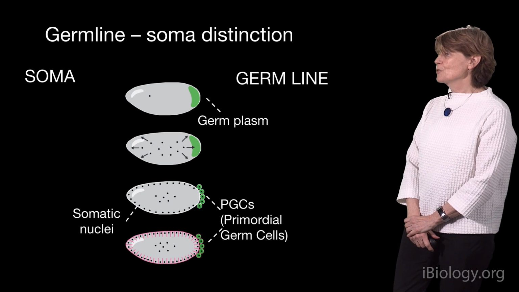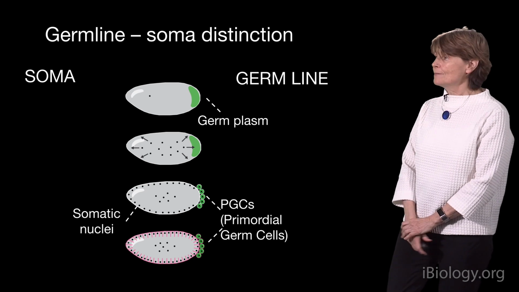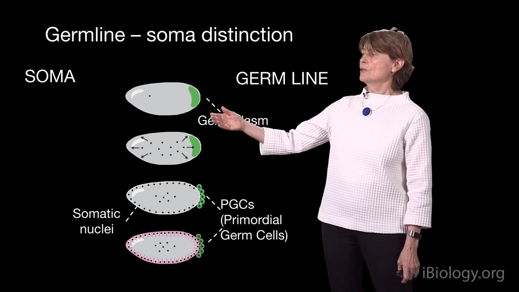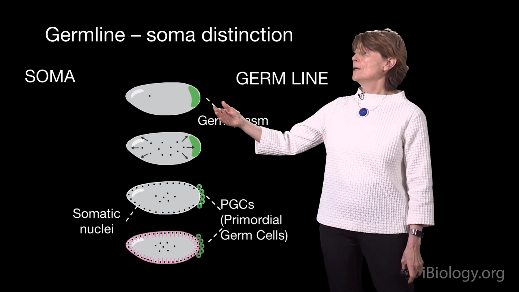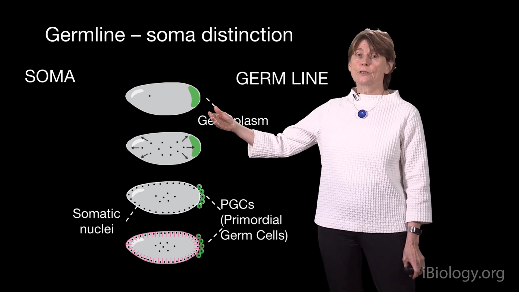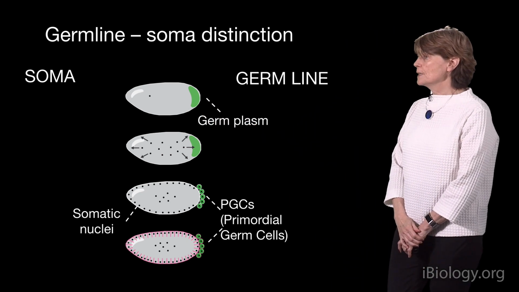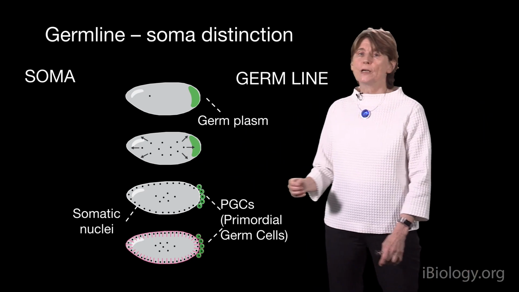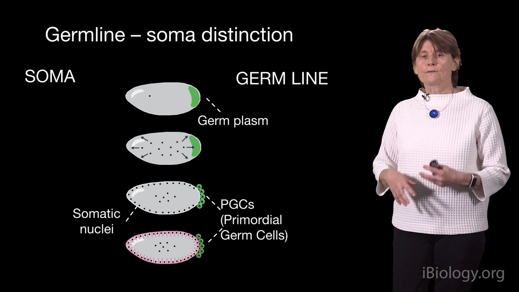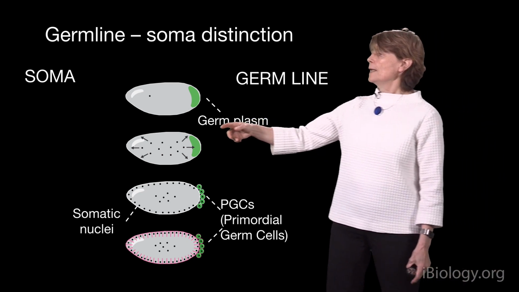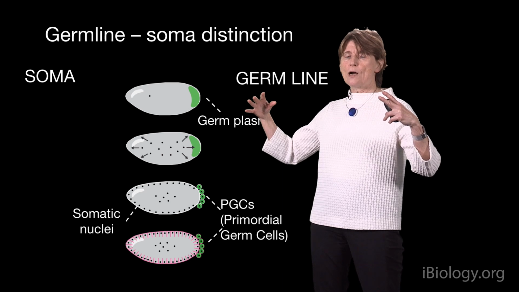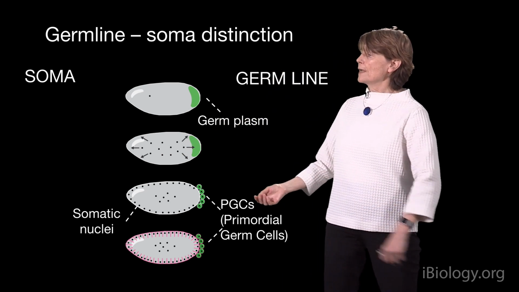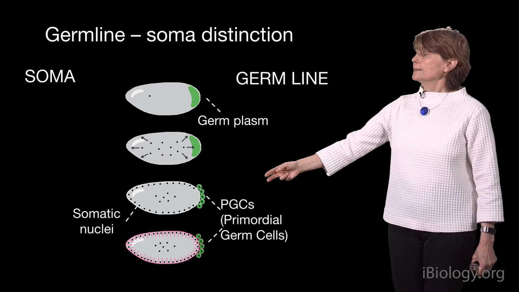So we're talking about germline-soma distinction, and the germline is set aside in Drosophila, as I explained in part 1, by germ plasm, which is maternally synthesized and deposited in the egg. And then what happens during the early stages of development is nuclei divide, so there are no cells yet formed, and then these nuclei move out to the surface of the egg or zygote at that point.